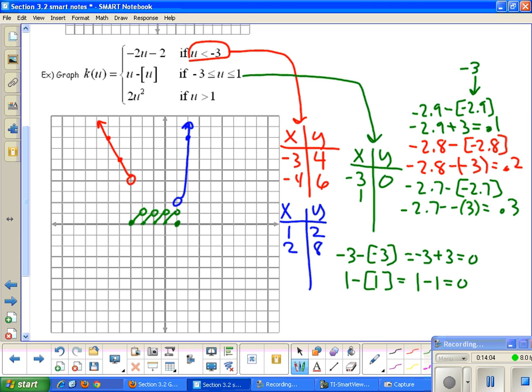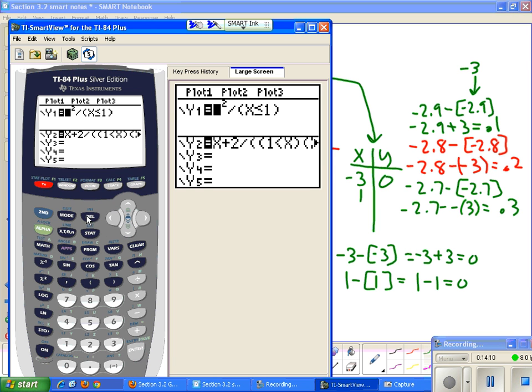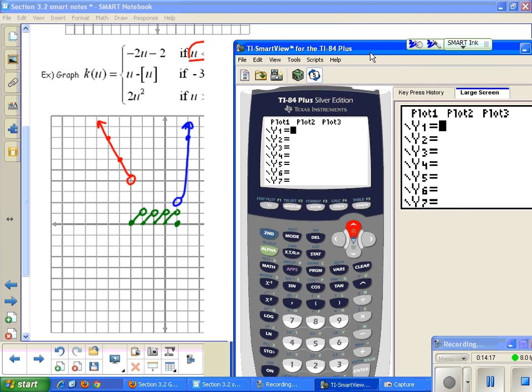Now, I can also check this on my graphing calculator. So when I go to my graphing calculator, I'm going to go to the y equals and clear these out. So I'm going to have to plug all this in.